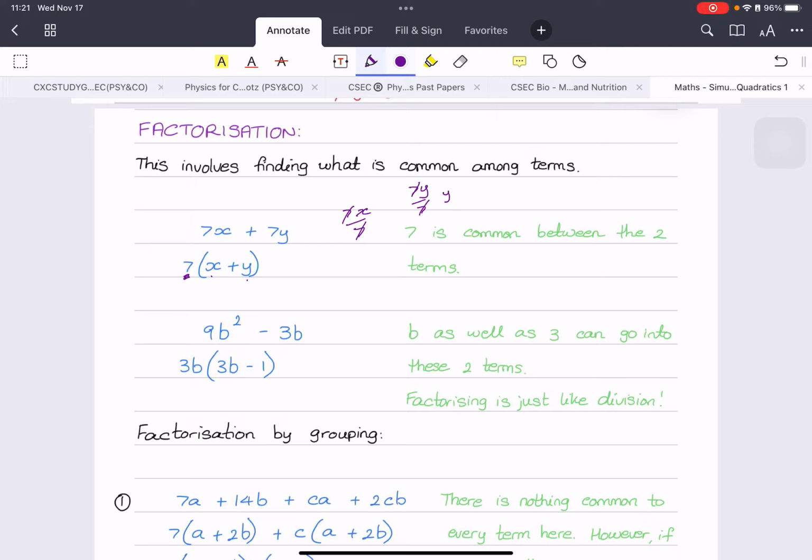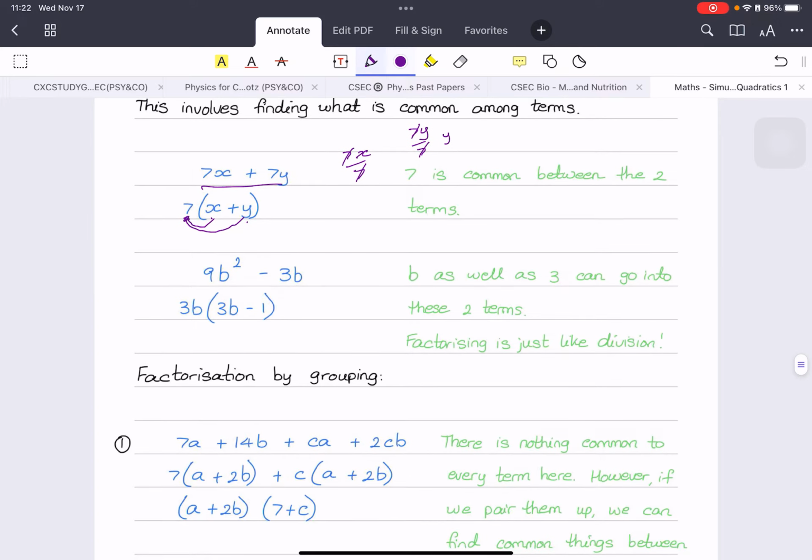And to make sure you are correct, you could just go and multiply it back. Remember, 7 will multiply by the x, 7 will also multiply by the y. So it will be 7x plus 7y, which is our original equation. And let's take this other example now.